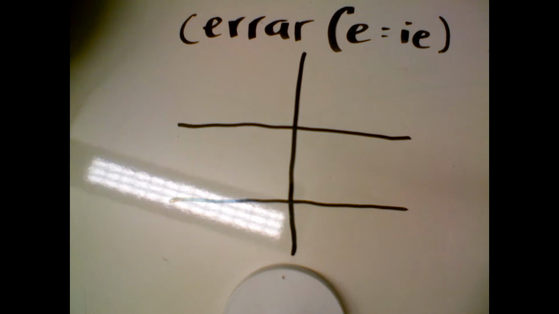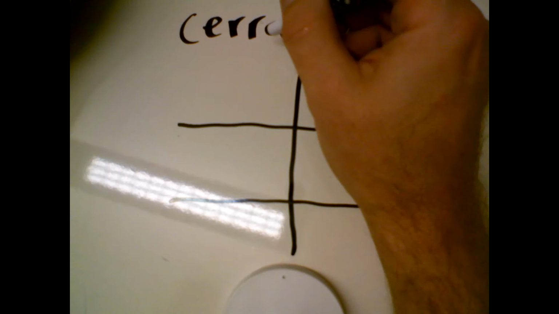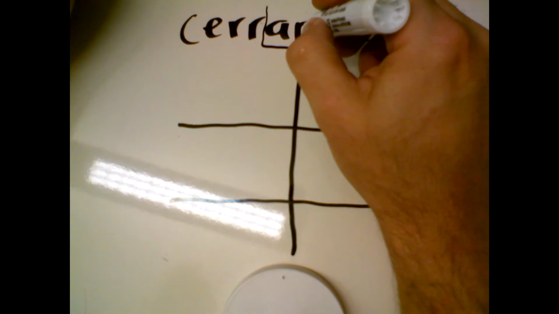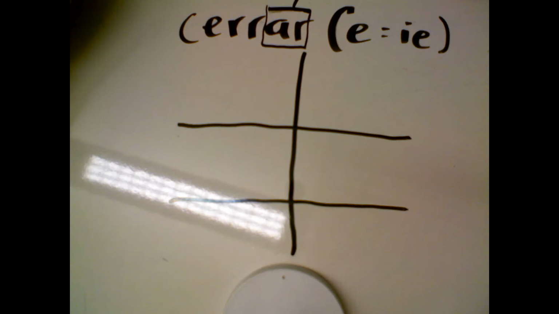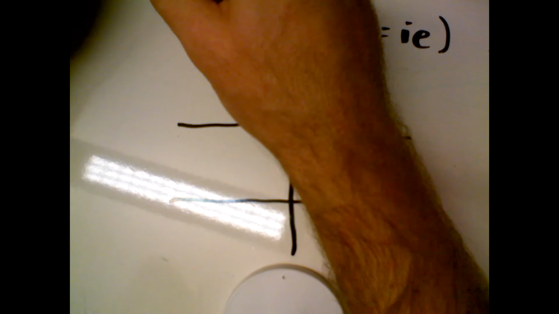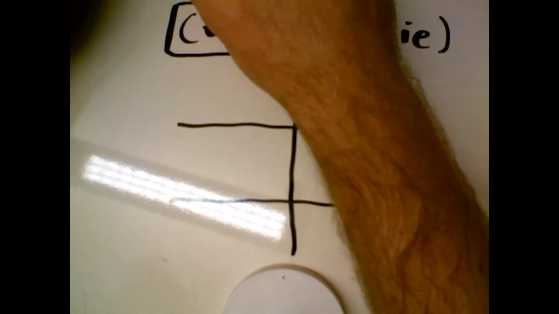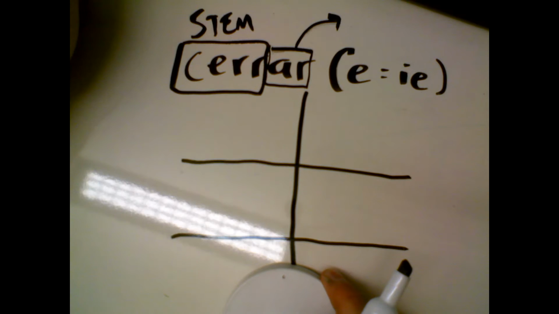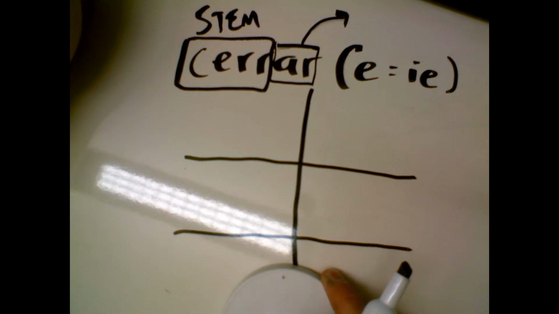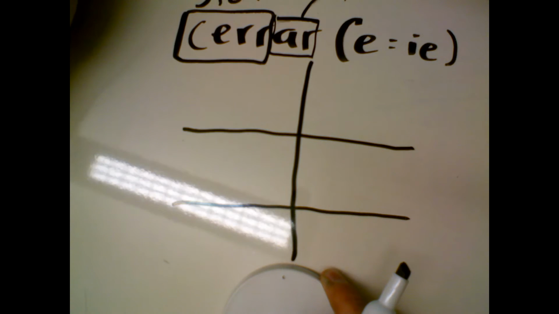So the stem of a verb is what's left over after you remove the ending. Normally when you conjugate a verb, you're going to take off your AR, ER, or IR first. That's gone now. And then what's left, that CERR, that's my stem. So I'm going to go ahead and label that for you. So that's the stem. These verbs are called stem changing verbs. So that stem is going to change, but only in certain areas.